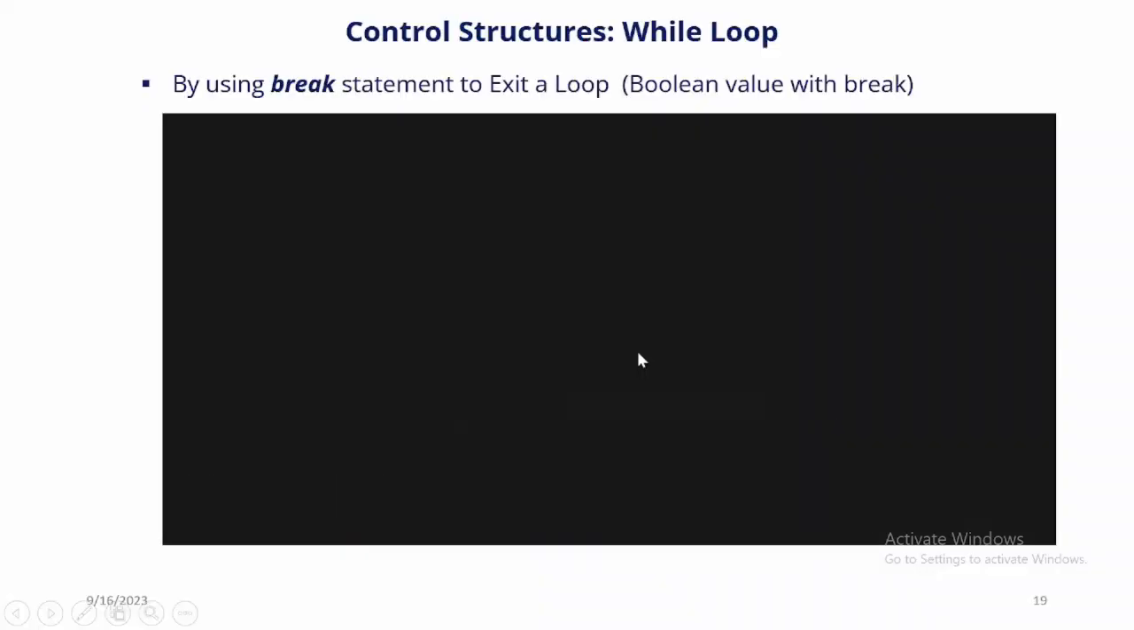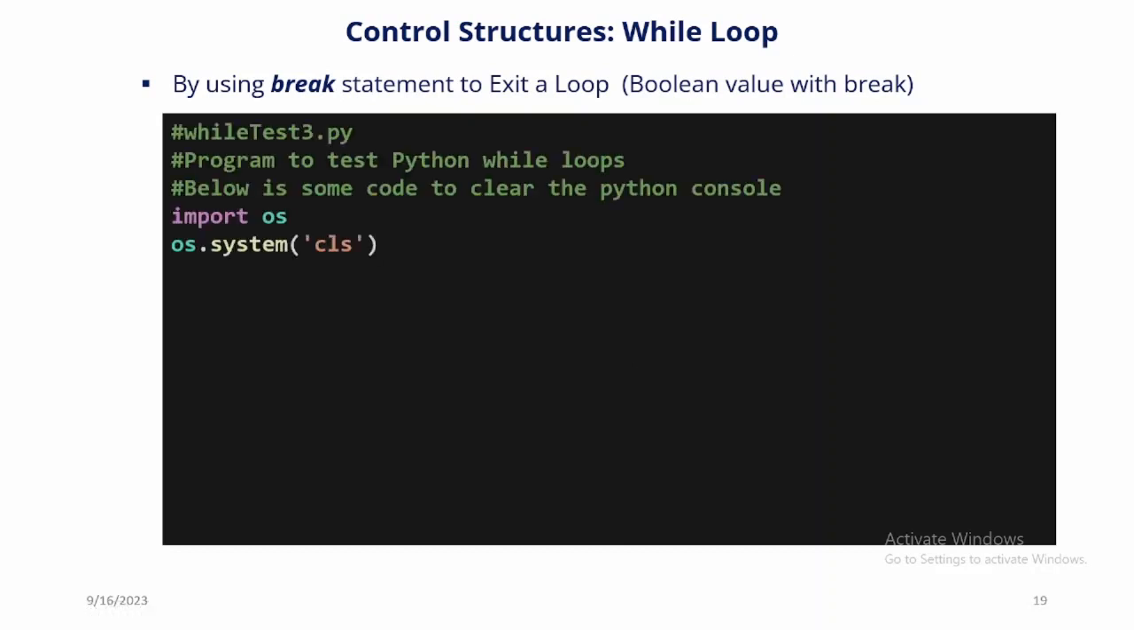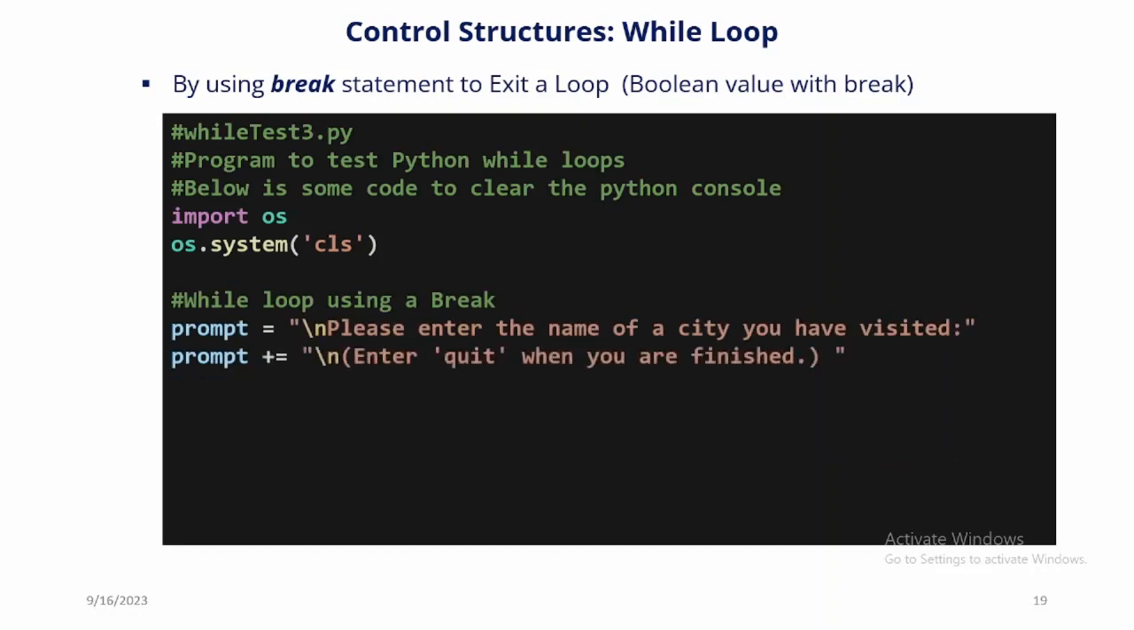So let's look at using the break statement to exit a loop. We call this while test 3. Please enter the name of a city you have visited. Enter quit when you are satisfied. So we say while true. You see, we did not even create a Boolean variable. We didn't create anything. We just say while true.